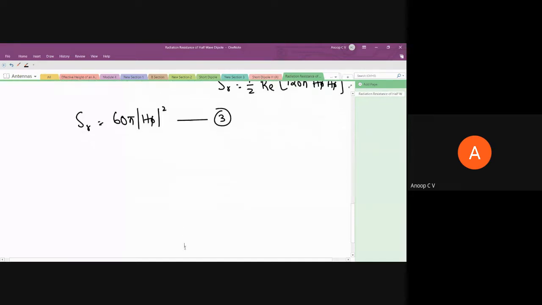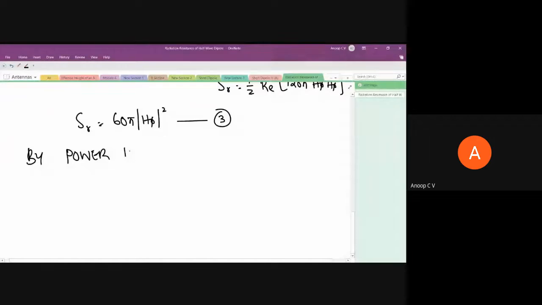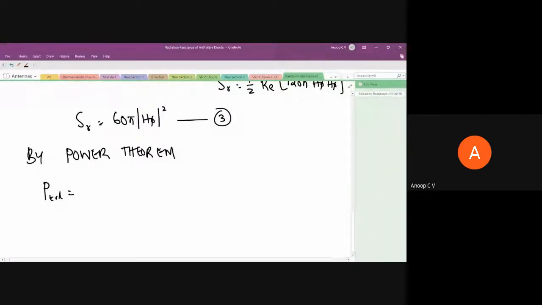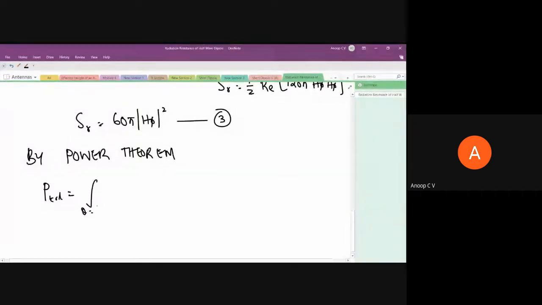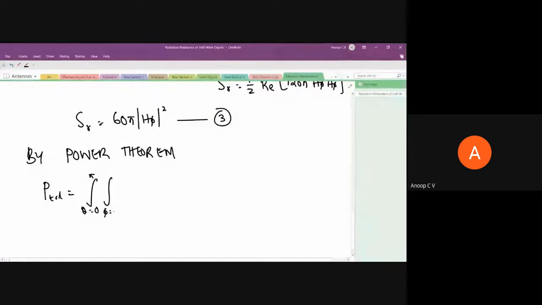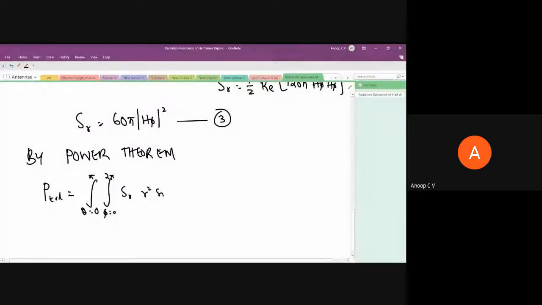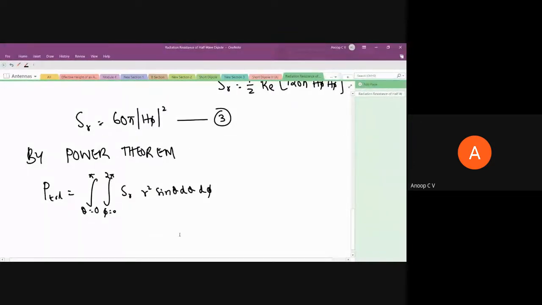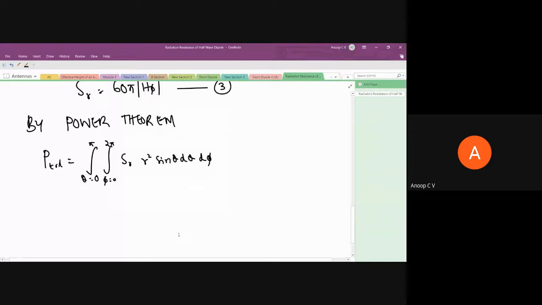Now, to find the total power, I'm using the power theorem. The total power radiated can be assumed to be equal to the integral with theta from 0 to pi and phi from 0 to 2 pi of SR times R square sin theta d theta d phi. And this SR is nothing but 60 pi times mod of H phi square.